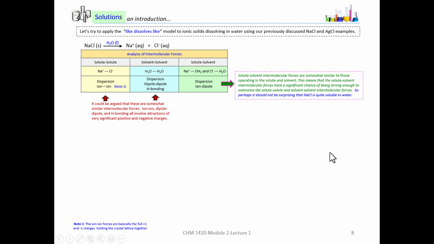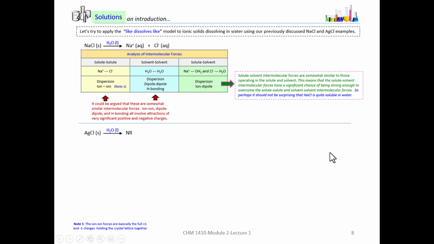The solute-solvent intermolecular forces are also somewhat similar to those operating in the solute and solvent, because you've got a charged ion interacting with a fairly, or I should say partially charged dipole. So it's not too surprising that sodium chloride would be soluble in water, like dissolves like. The intermolecular forces operating there are all fairly similar.